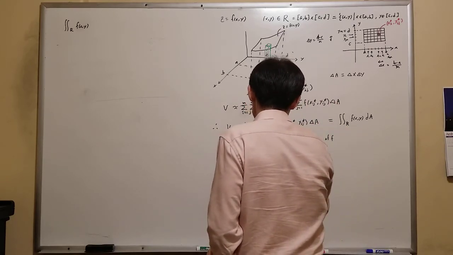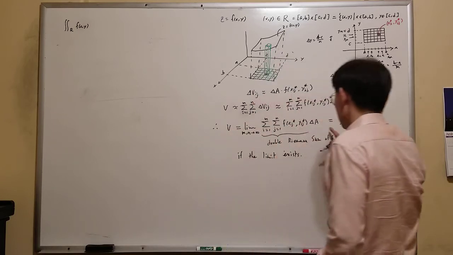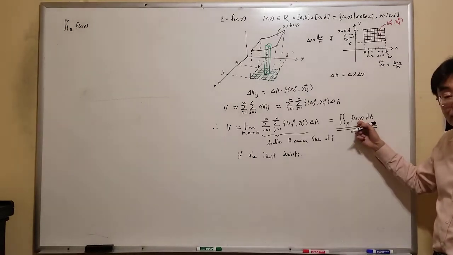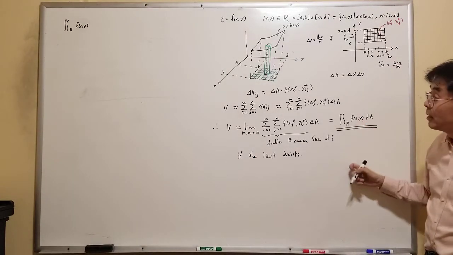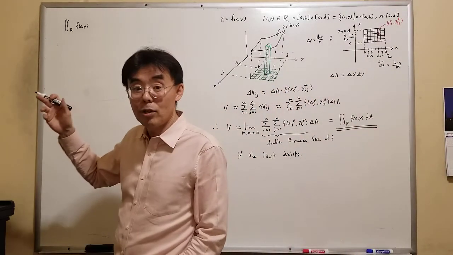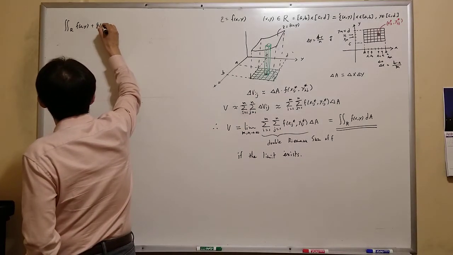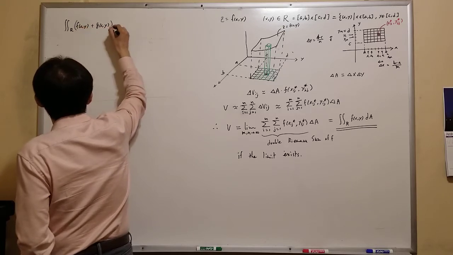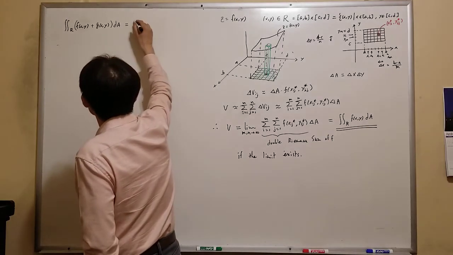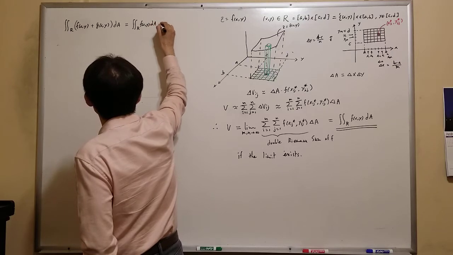If the limit exists, then that limit value is called the double integral. In that case, we say function f is integrable when the double integral exists. Now, let's assume that f and g are both integrable functions. Then the sum of the two functions is also an integrable function, and its value will be just the sum of each double integral.